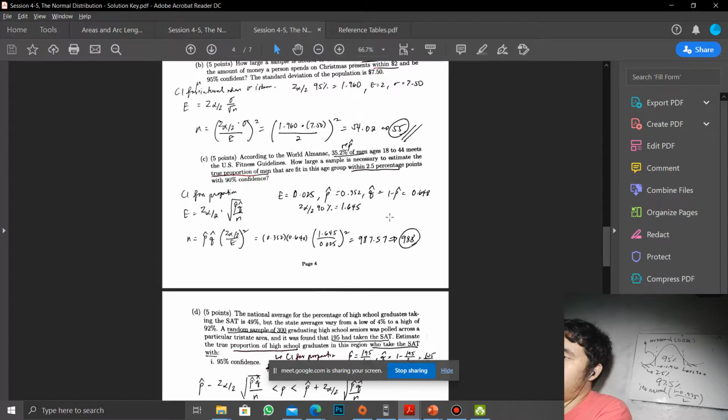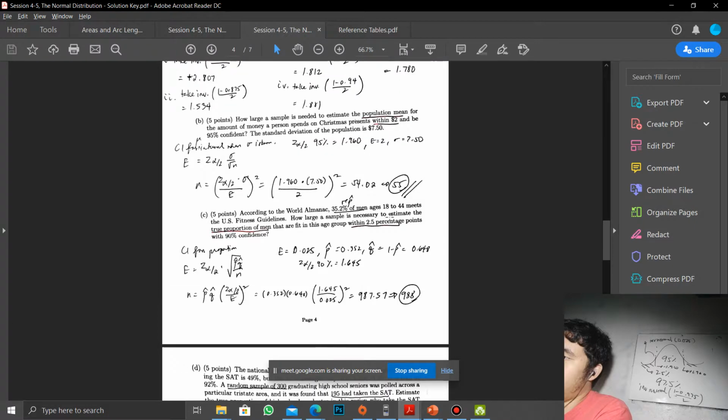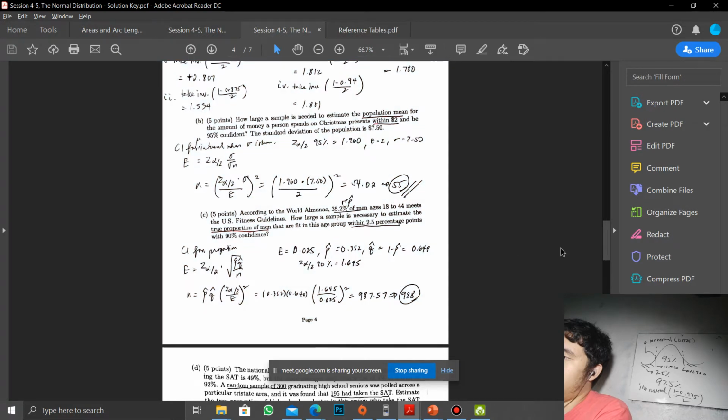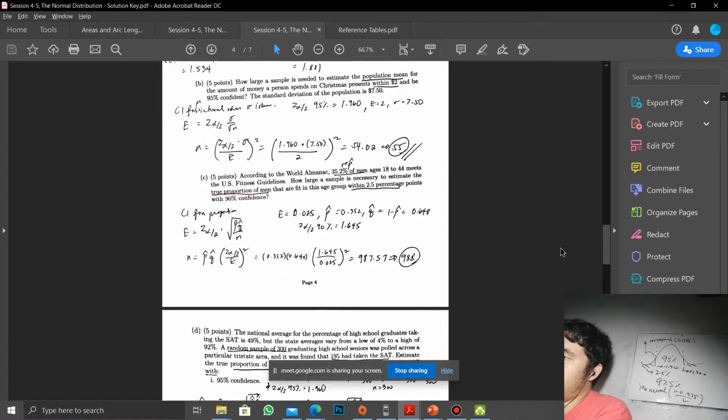Next, letter C. Of 35.2% of men ages 18 to 44 daw. Estimate the true proportion of men that are fit in this group. Ito raw yun. Yun agad yung P hat. 0.352. 1 minus P hat is Q hat. 0.648. Z-score is 1.645 kasi 90% confidence. Substitute everything, you'll get 988, no? In all.